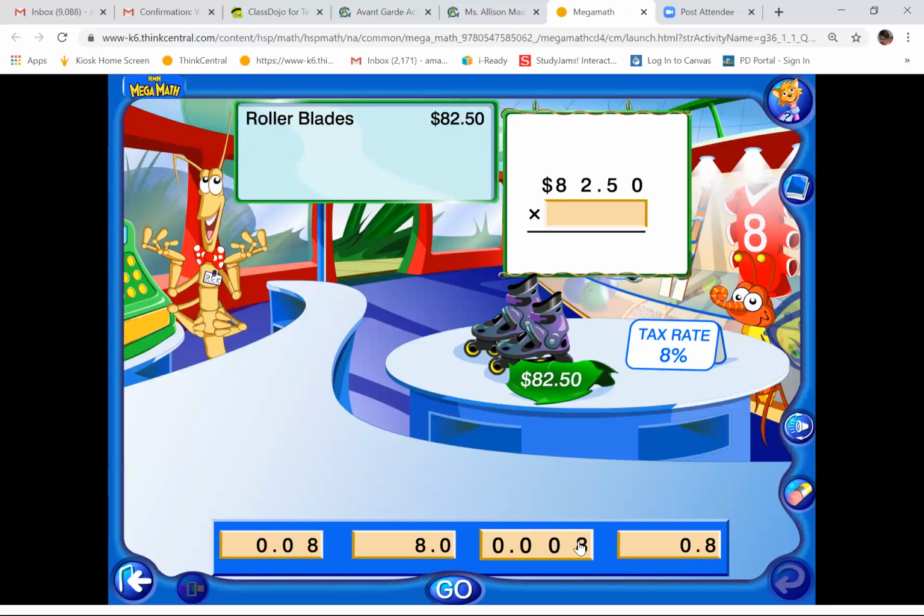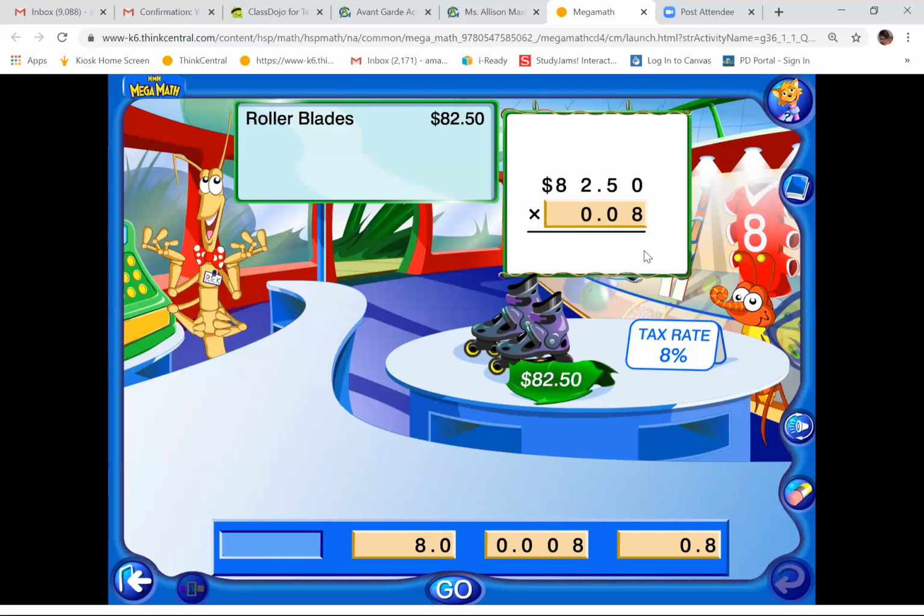1, 2, 3 zeros in 1,000, right? And this says 8 parts out of 10 because it's 8 tenths. So listen to that. 8 parts out of 100, 8 hundredths. 8 ones. 8 thousandths means 8 parts out of 1,000. And 8 tenths means 8 parts out of 10. Perfect. So now your next step is to multiply those two together to find out how much tax will be.